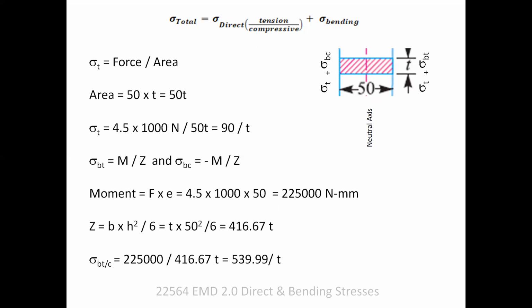Now here, sigma BT is equal to M by Z and sigma BC is equal to minus M by Z. Why am I considering minus? Because if you look at that particular cross section, you will find there is a sigma T minus sigma BT. I will make a correction here also.